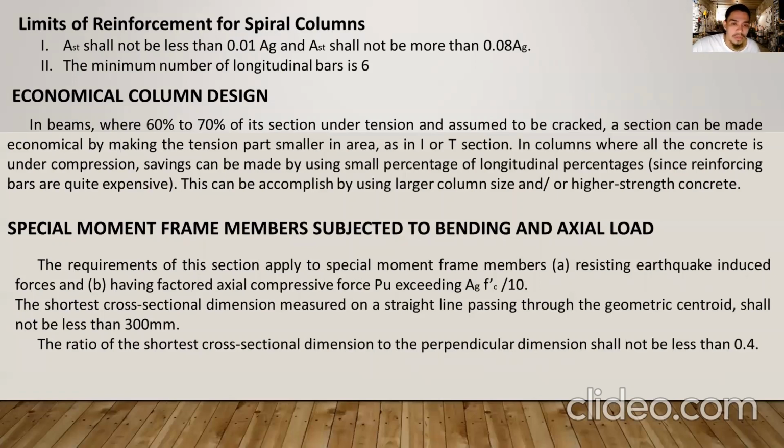In the beam, 60% to 70% of the section under tension is assumed to be cracked. The section can be made economical by making the tension part smaller in area, as in an I or T section. In the column, where all the concrete is under compression, savings can be made by using a lower longitudinal percentage. Since reinforcement bars are quite expensive, this can be accomplished by using a larger column size and or higher strength concrete.